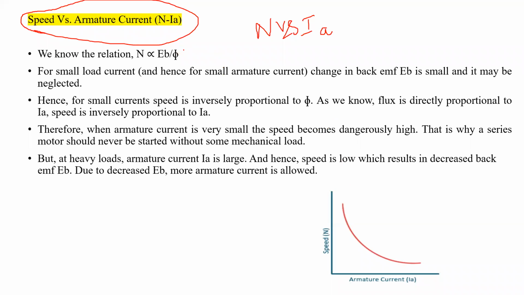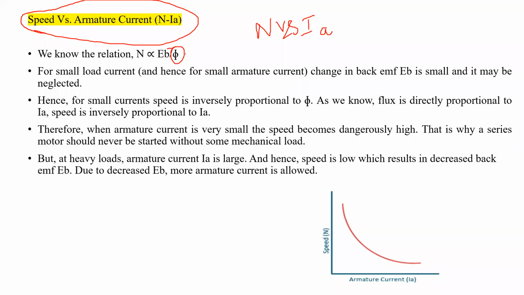Clear? So these are the equations. N is proportional to Eb by φ. So for small load current, hence for small armature current, the change in back EMF Eb is small, so it may be neglected. What happens in a small load, that is, light load? Armature current is very small. Armature current is very small means we are going to neglect it, and at that time we are going to consider the field current or flux.